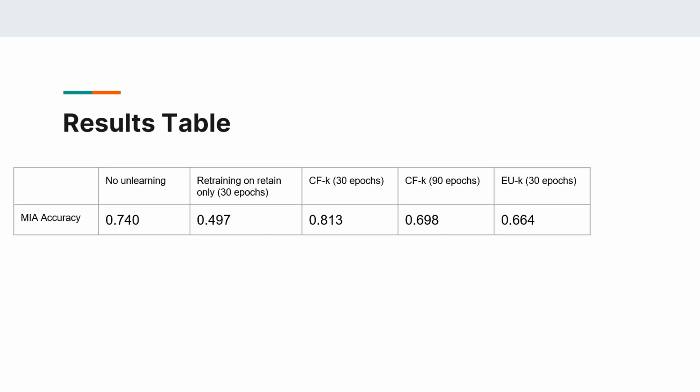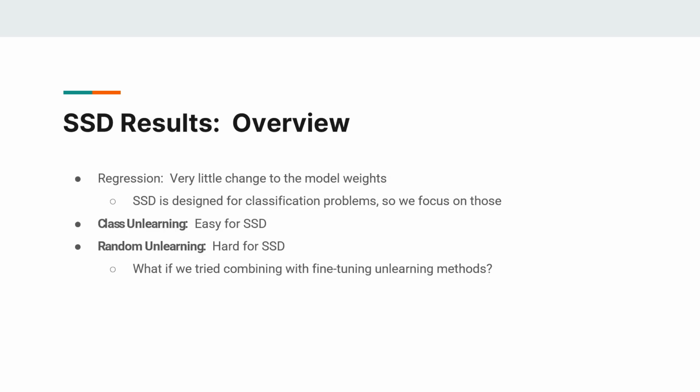Okay. Here's a table of our results for all the algorithms we mentioned so far. For SSD, we realized that regression resulted in very little change in the model weights. We believe this is because SSD is designed for classification problems, so here we focus on the classification tasks. As an overview, we find that class unlearning is easy for SSD and random unlearning is hard for SSD, and we'll look into trying to combine SSD with fine-tuning.